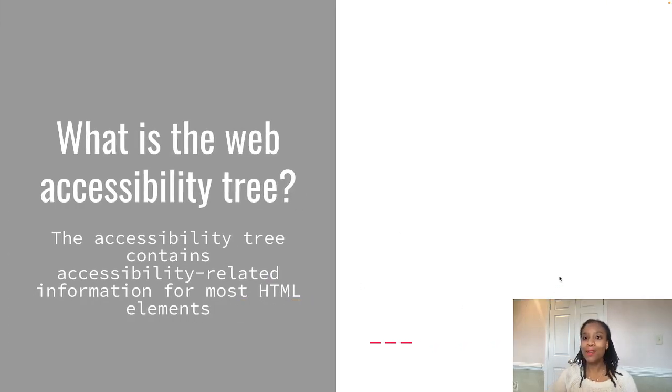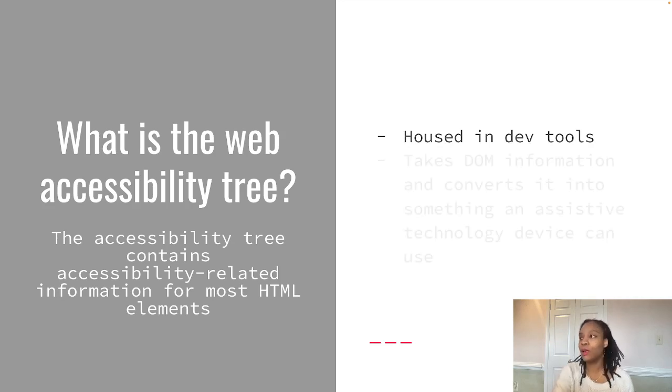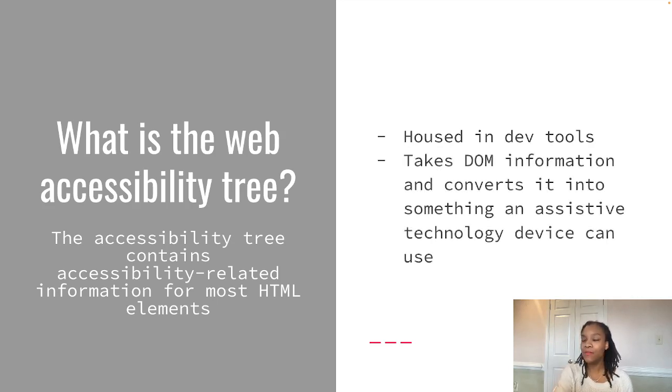All right, so let's talk about the web accessibility tree. I will also show you what that looks like. The web accessibility tree contains all the accessibility related information for most of the HTML elements on our page. It is housed in dev tools, which I will show you. It takes the information from the DOM and converts it into something that the assistive technology device can use. It's literally taking the information the way that we see it on the DOM and feeding it into whatever assistive technology we're using, which is usually a screen reader.